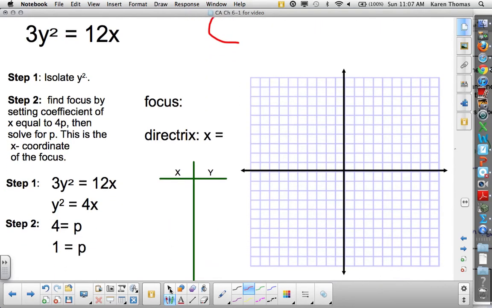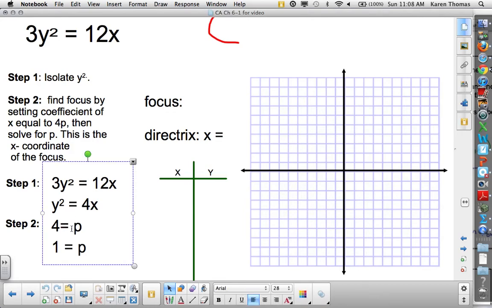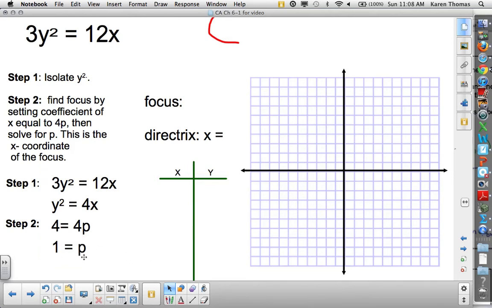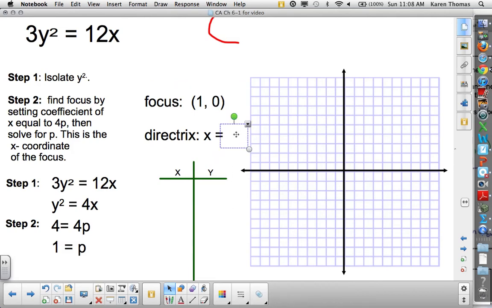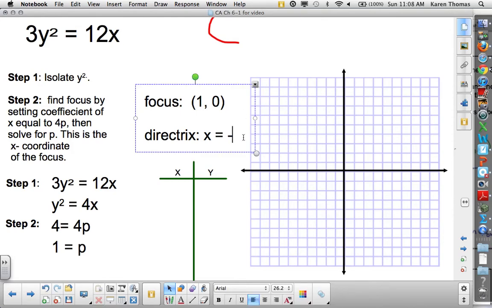So what I do is find my focus. I isolate my y squared and get y squared equals 4x. I take my coefficient of x, which is 4, and set it equal to 4p. Oops, I'm missing a 4 there. Divide both sides by 4, and I get 1 equals p. Thus my focus, which is (p, 0), is (1, 0). And my directrix, which is x equals negative p, is x equals negative 1.